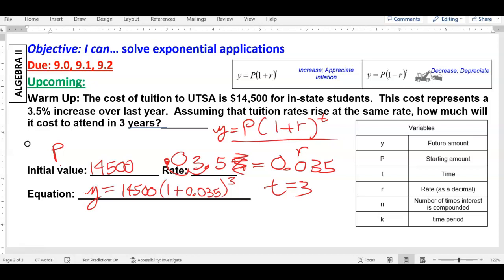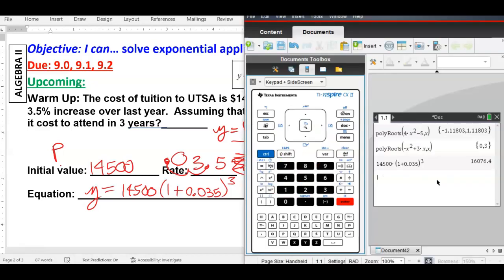Now, if it's continuously, then that's the one that's the third row, PERT. If it's a continuous growth, that's when you're going to use that one. I'm going to show you the examples so you'll see that, okay? But for this one, yeah, there's a 1. So I plugged it in, and what did I get? I got 16,076.40.